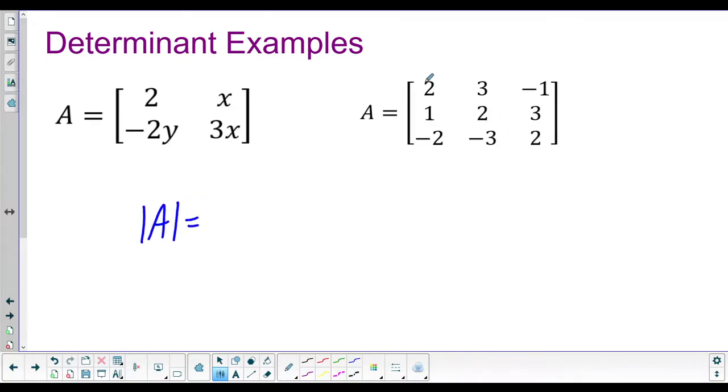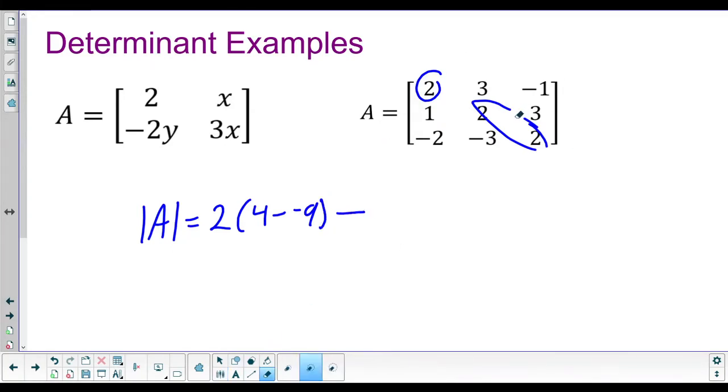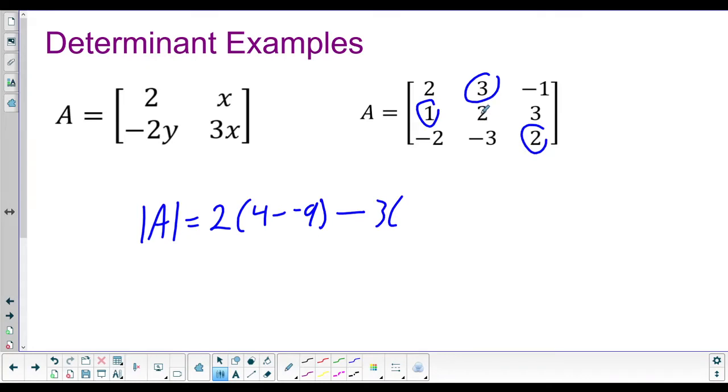So our first one is going to be 2 times the determinant of this. 2 times 2 is 4 minus negative 3 times 3 is negative 9. Minus b times this. So we're ignoring this, so we're doing a determinant this way. 1 times 2 is 2 minus 3 times negative 2 is negative 6.